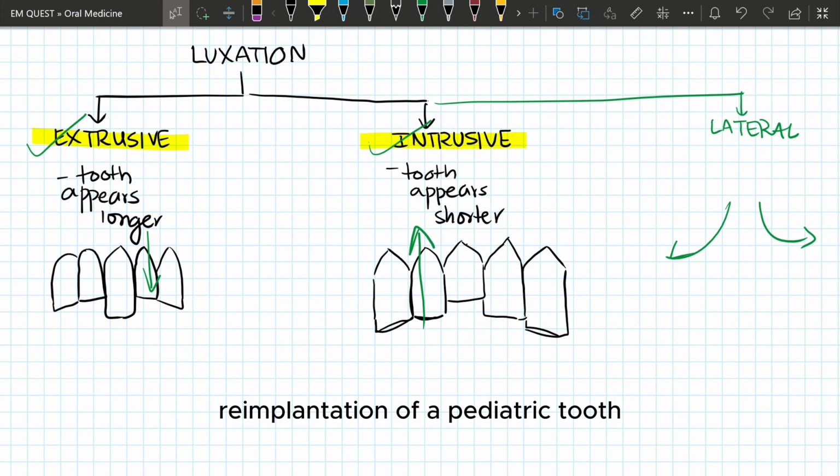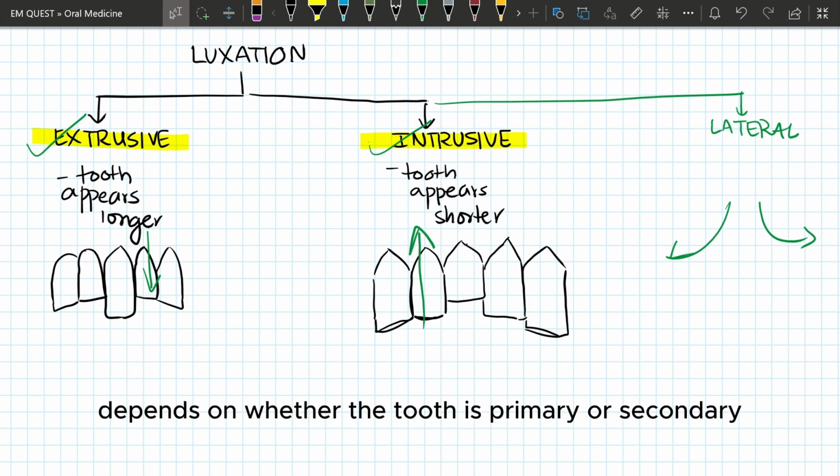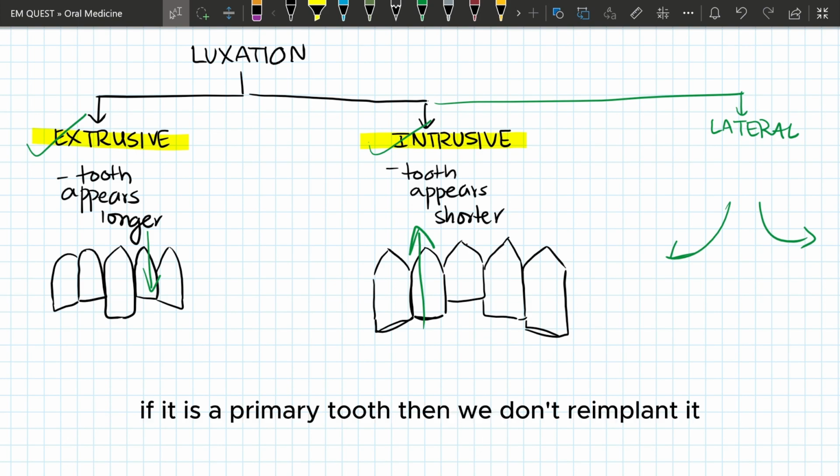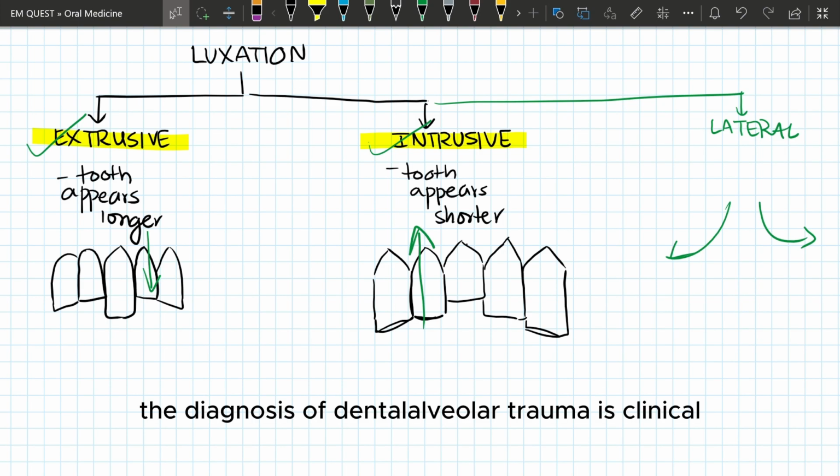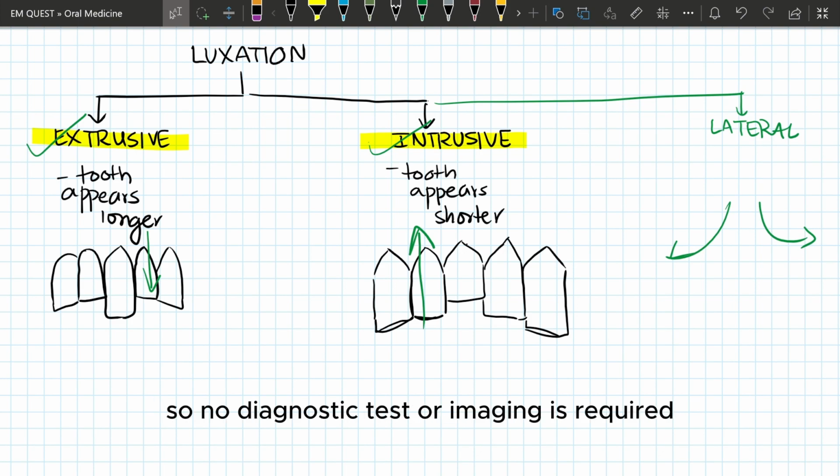Reimplantation of a pediatric tooth depends on whether the tooth is primary or secondary. If it is a primary tooth, then we don't reimplant it. So when you see such patients, inspect the tooth, evaluate for fractures, look for any tenderness, look for mobility, look for percussion, look for the oral mucosa and tongue, which can sometimes be involved, especially in severe cases of trauma. The diagnosis of dentoalveolar trauma is clinical, so no diagnostic test or imaging is required.